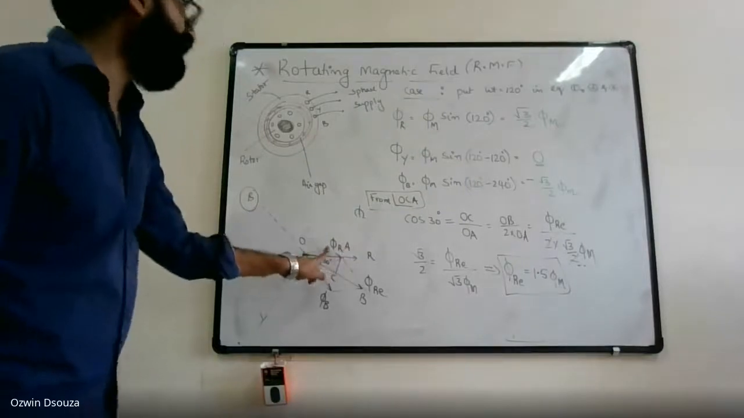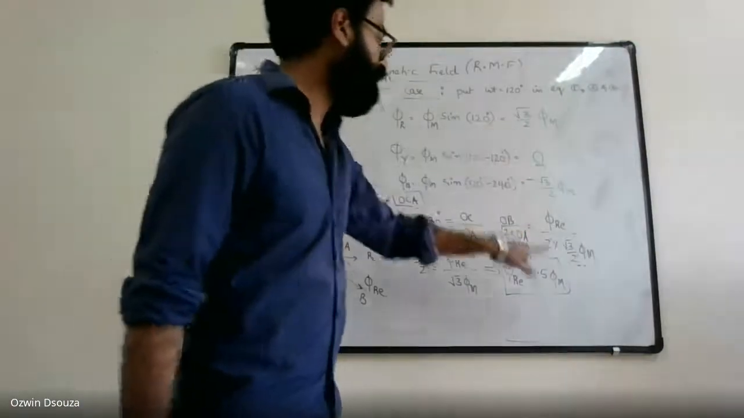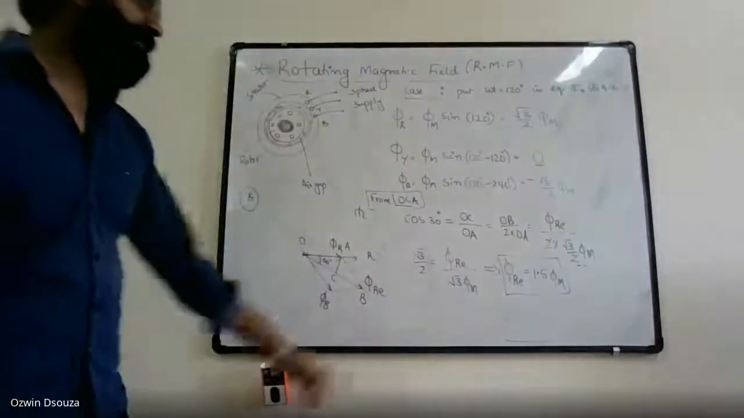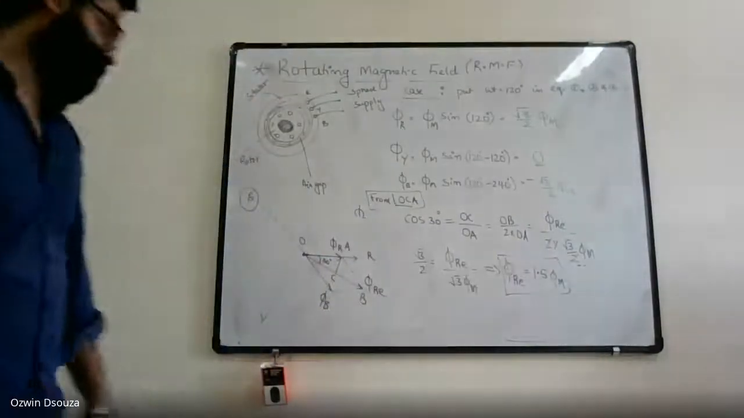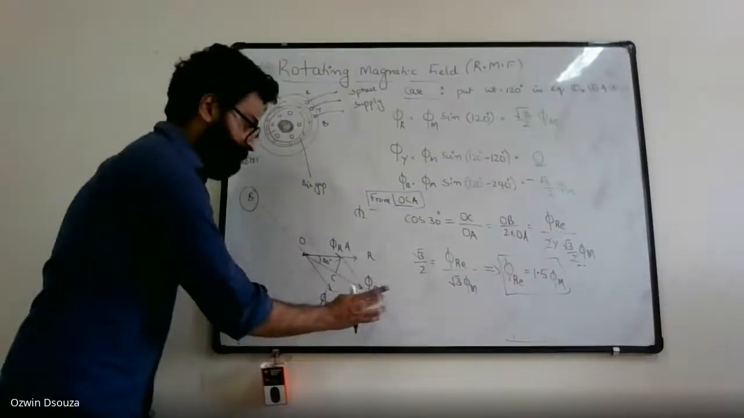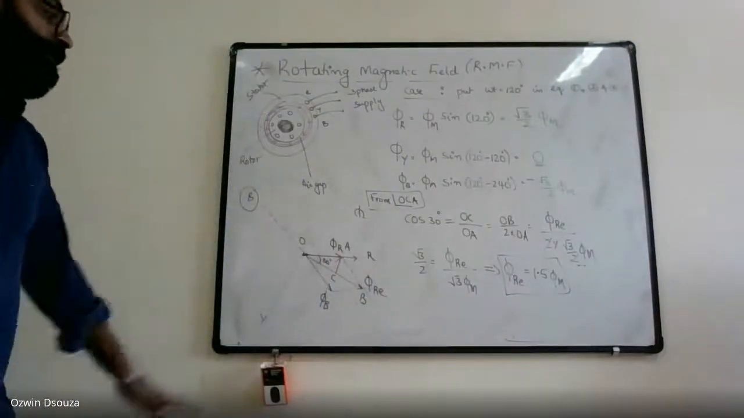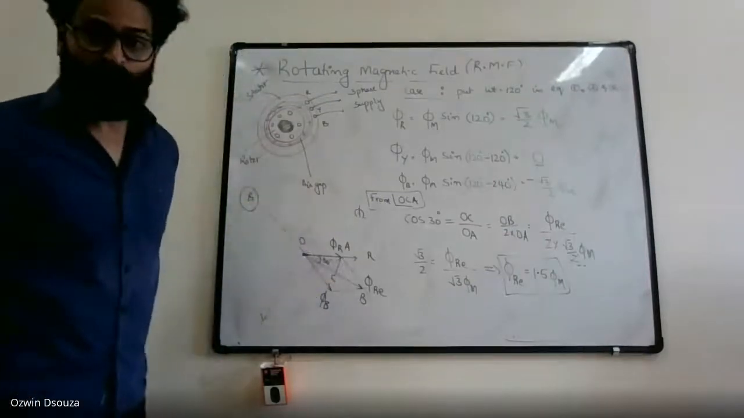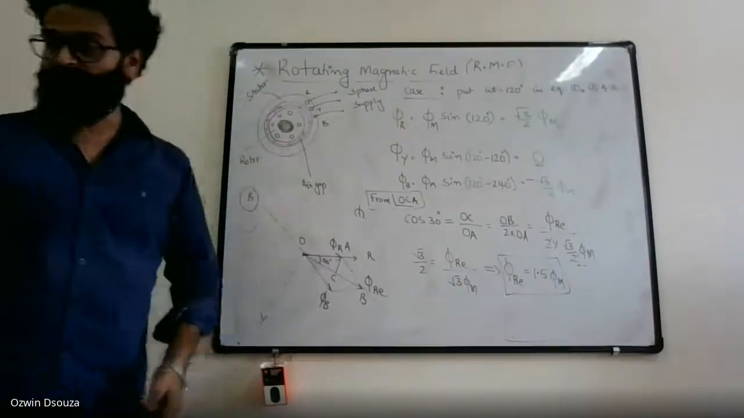OA represents phi r. And what is phi r? √3/2. So √3/2 phi r. So when you simplify, you will once again get phi re as 1.5 times phi r. And you look at the resultant vector. The resultant vector, as predicted, is in the third quadrant now, right? So that's what we were doing in the prediction.